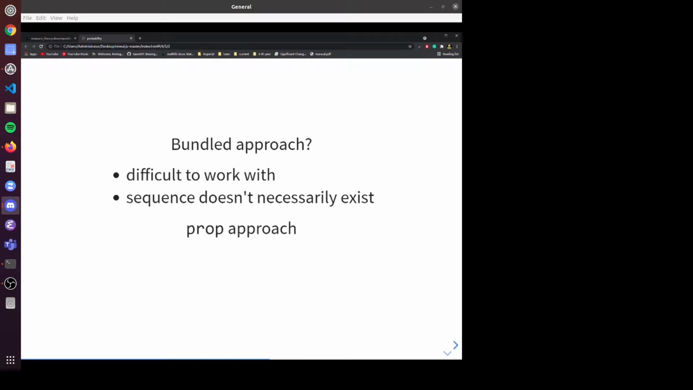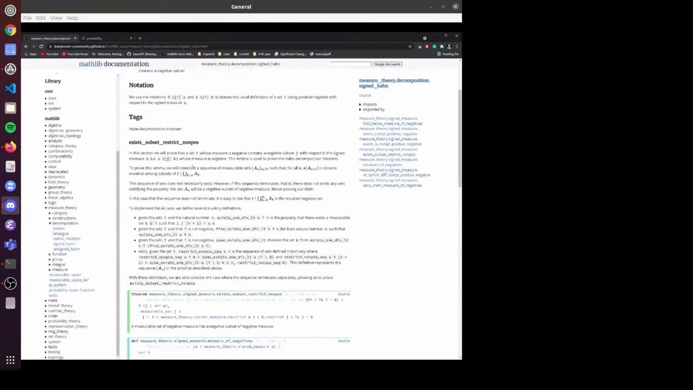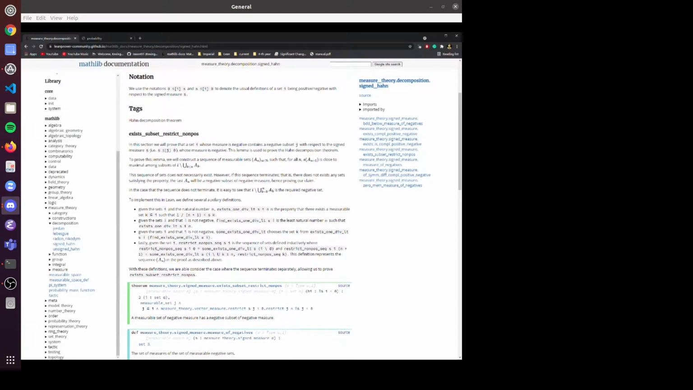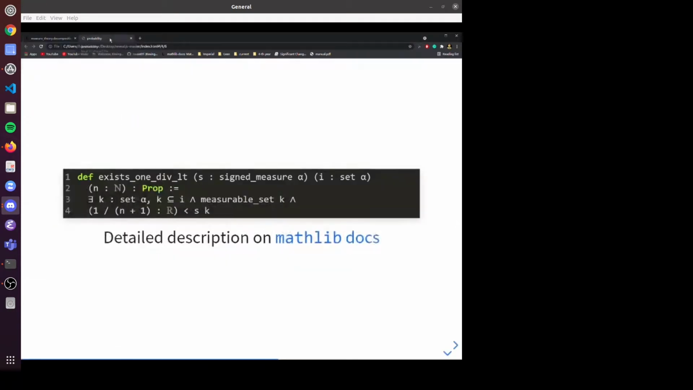So what I ended up doing is a Prop approach. We create an existence statement, so there exists some condition, and by using Classical.choose, we may choose the pair, in particular the A n and the epsilon n, using that existence statement. Here we have the statement itself, and if you can see, I have written documentation for it, so if anyone's interested, they can read it on the Mathlib documentation website.